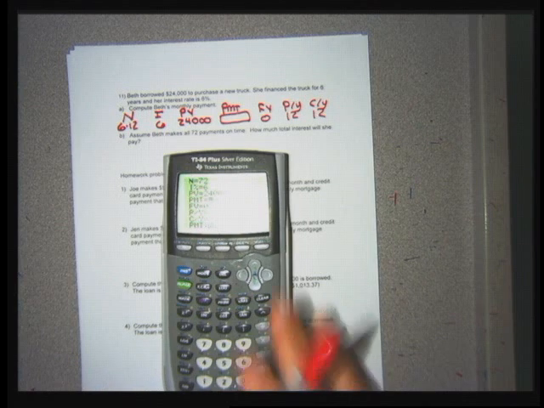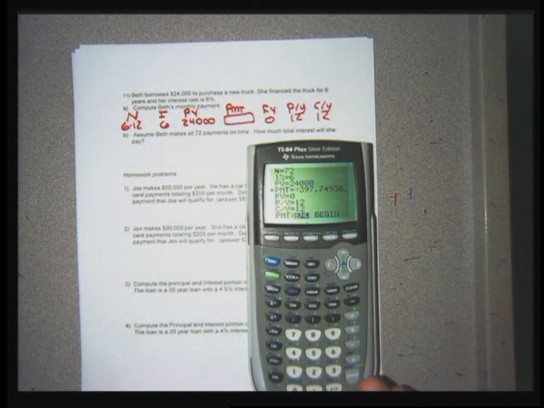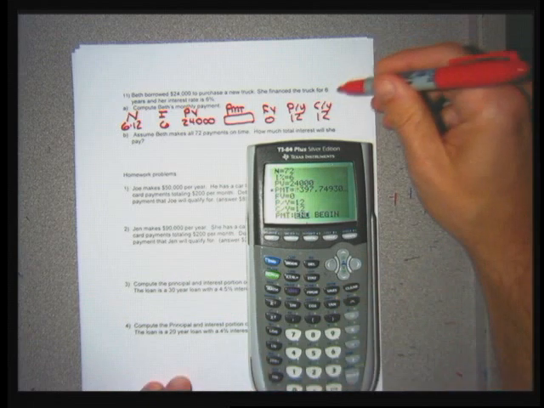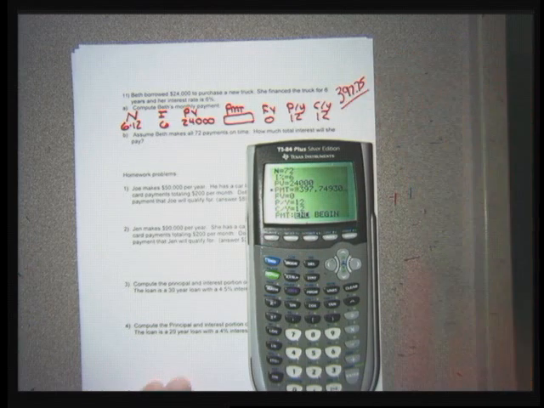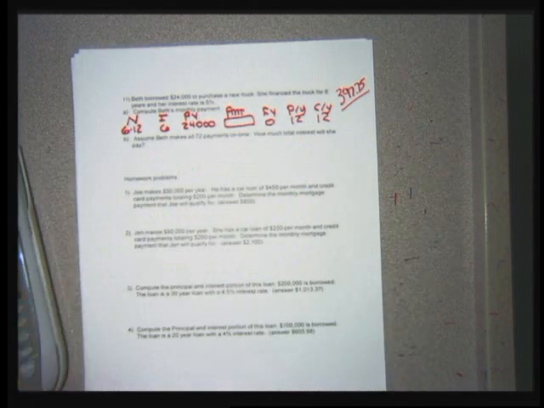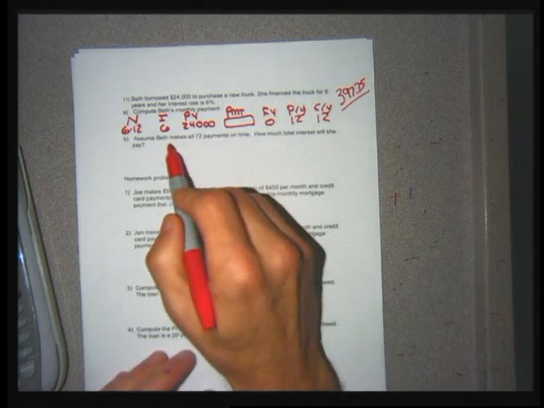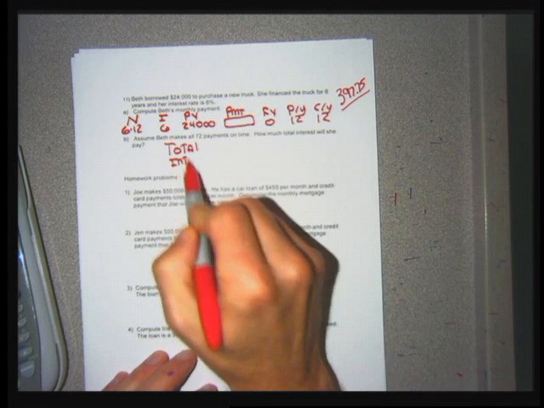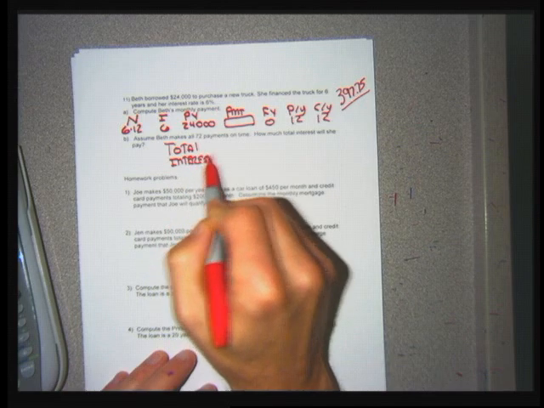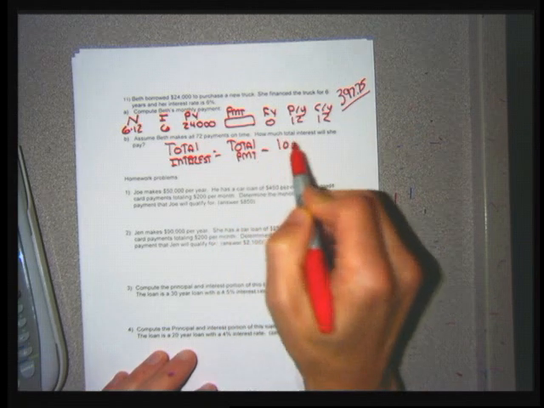I go to the PMT, hit my alpha button, and hit enter, and I get $397.75. So for part A of number 11, $397.75 is the payment. I'm not asked for a balance, I'm asked how much interest she's going to pay. The interest she's going to pay is her total payments less the loan amount. So the total interest equals total payments less the loan amount.